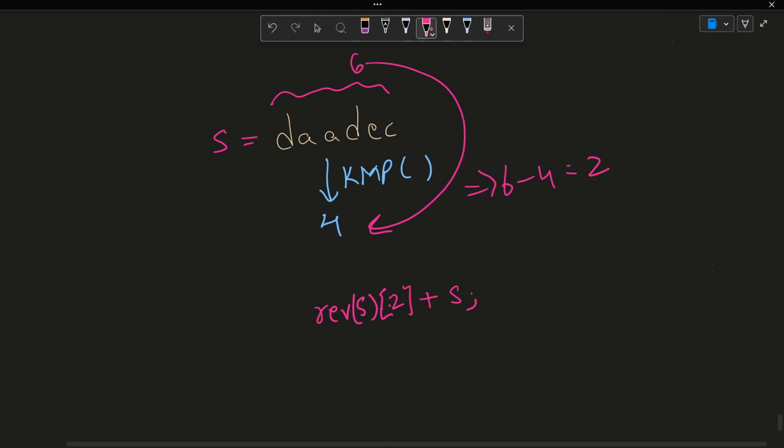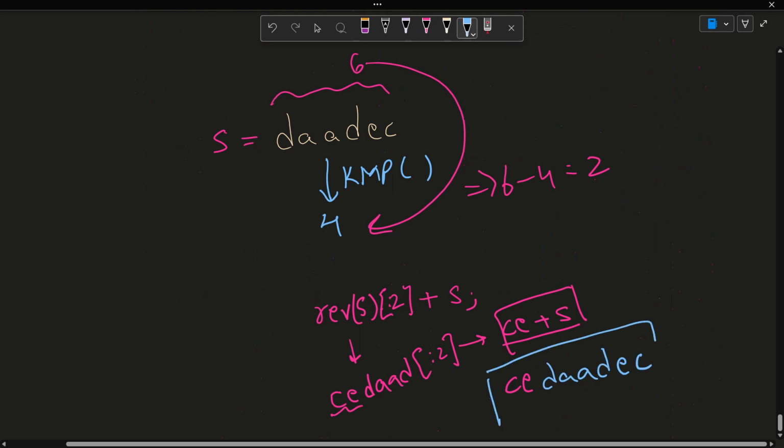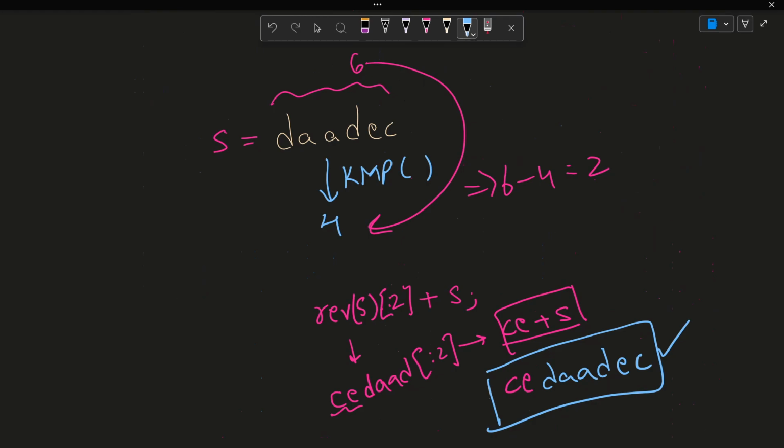So when I reverse this, reverse would give me CEDAAD, and if I do this operation I get the first two elements of this, which is CE, and then I'll add this to s, and this would actually be my answer. So I would get CE and then DAADEC, and this is your final answer. That is what we are going to do. Now let us look at the code of how we are going to implement this.